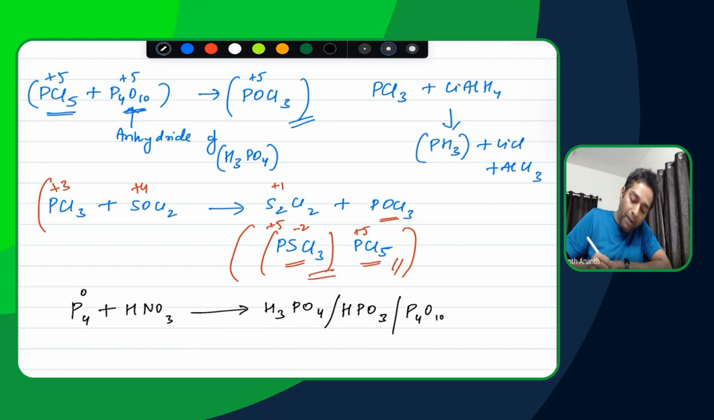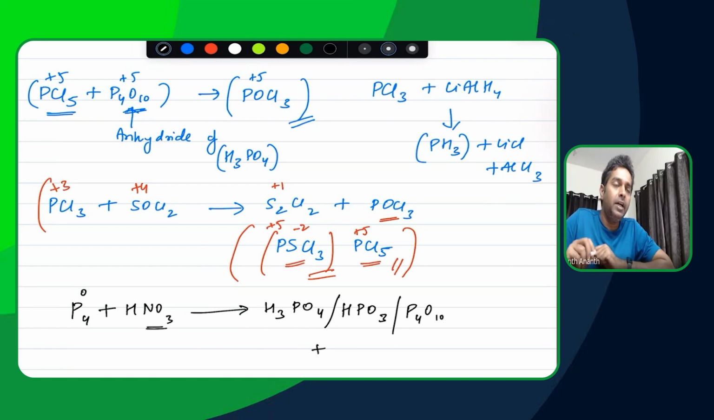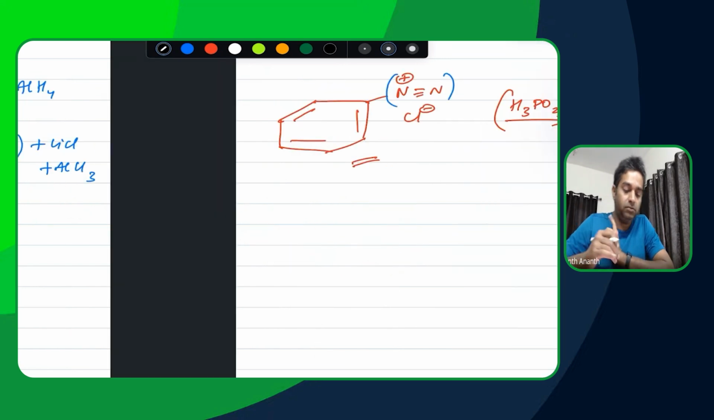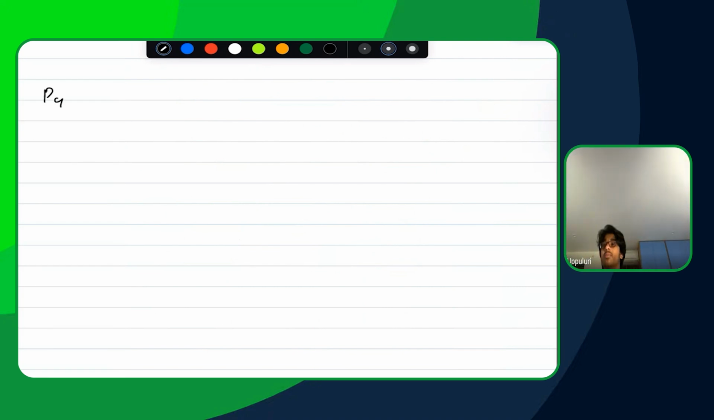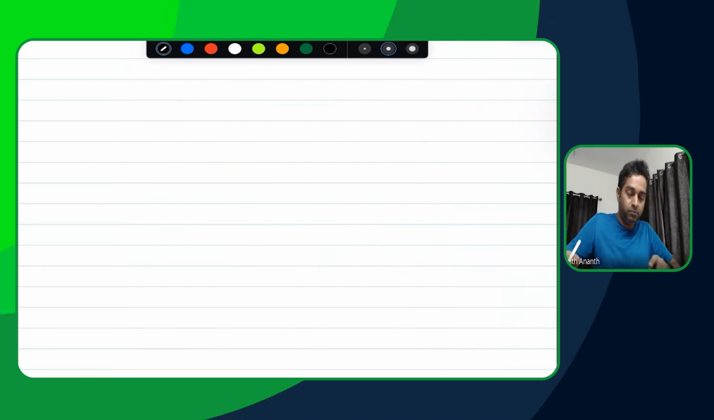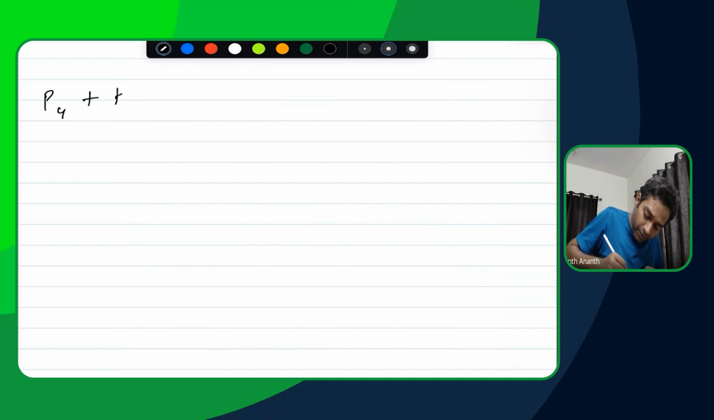Now, what will happen to the HNO3 once it has done its job? Depending on the amount of HNO3 available, I will have the products also obtained, correct? If I have an enormous amount of HNO3 available, what will happen in that case? All of them could form. So think of it like all together, I have a huge amount of HNO3.